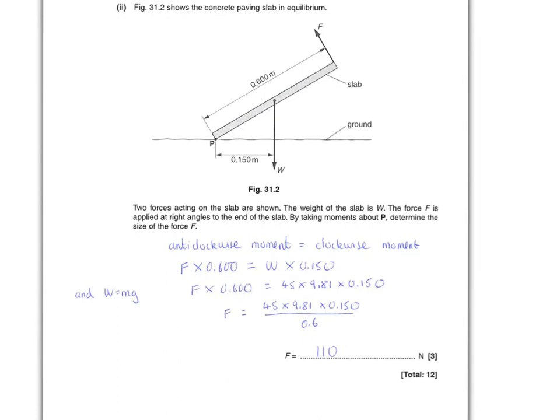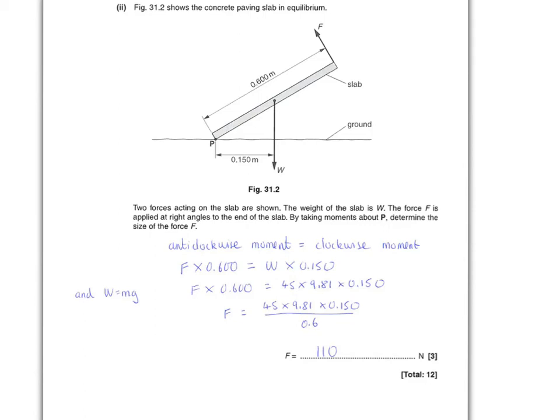Next, we have to look at the moments in this particular situation. We have the two forces acting on the slab. So a force here, F, which is holding the slab upwards, and here we have the weight, which would be acting to pull it downwards. We're told it's in equilibrium, and the question asks us to find the unknown force, F. We can do this by taking moments.